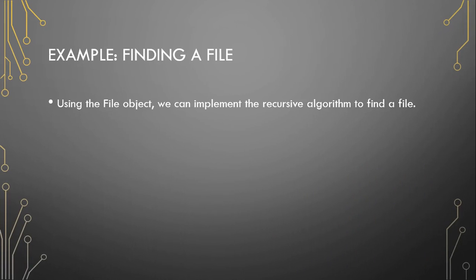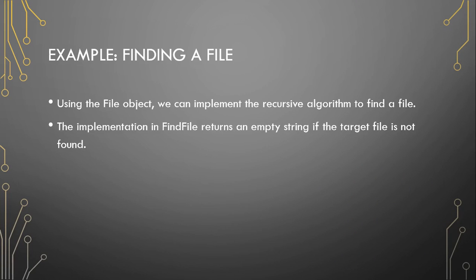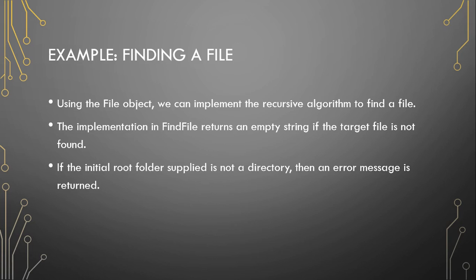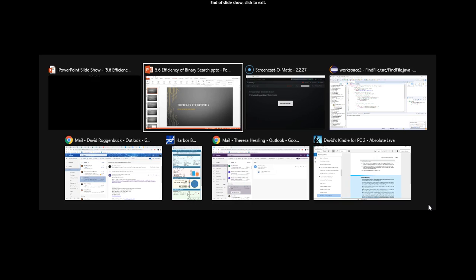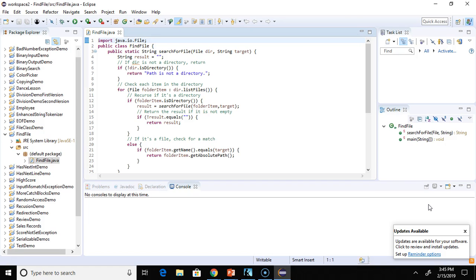So using the File object, we can implement the recursive algorithm in order to find that file. The implementation of find file returns an empty string if the target file is not found. If the initial root folder supplied is not a directory, then an error message is returned. The sample results will then assume the program runs on the directory structure shown on the prior slide. All right, so let's go ahead and take a look at how that would actually work.